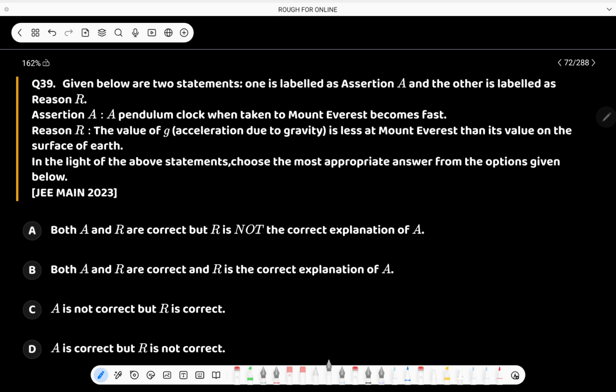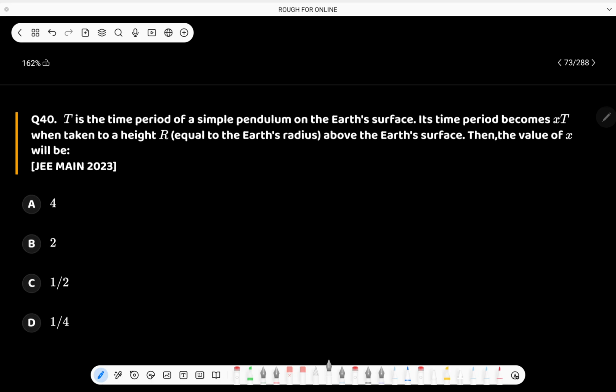Question number 39. Next question जो है बेटा, that is again based on the simple pendulum. Let me keep this as home assignment for you because we have done these types of questions already. Let's move to another question. तो और एक क्वेश्चन फिर से बेटा, simple pendulum. Time period of a simple pendulum on the earth's surface is t. Its time period becomes xt when taken to a height r equal to that of the radius of the earth.